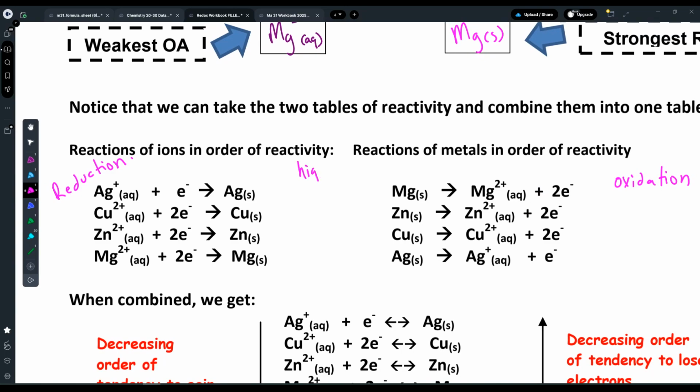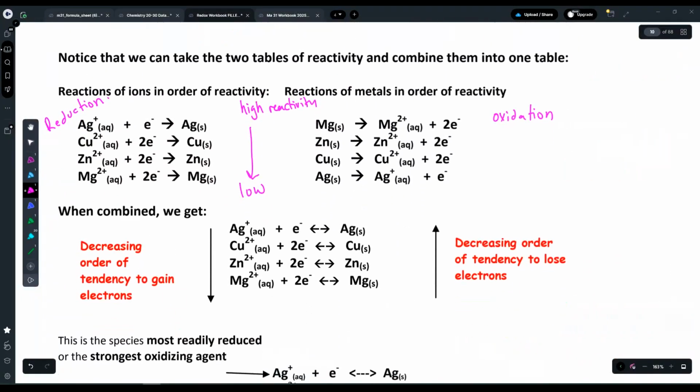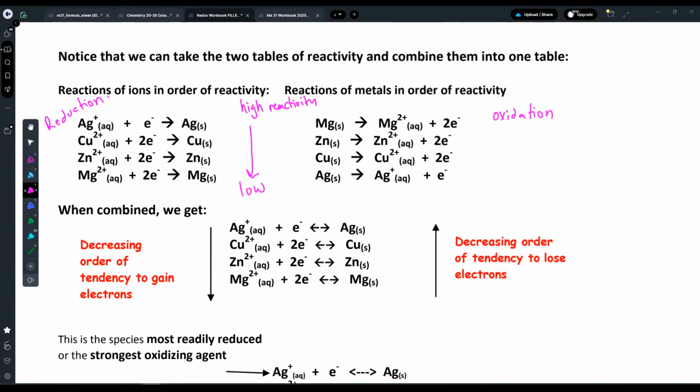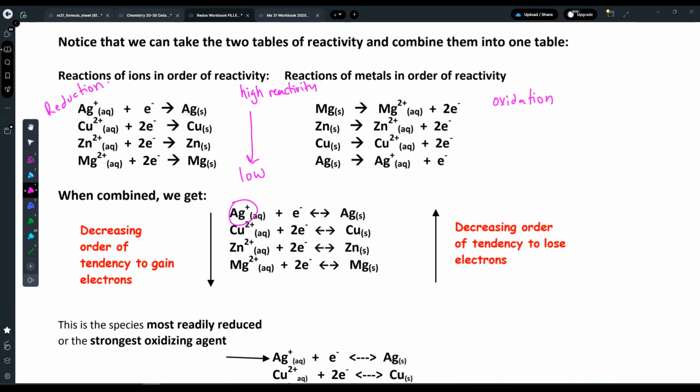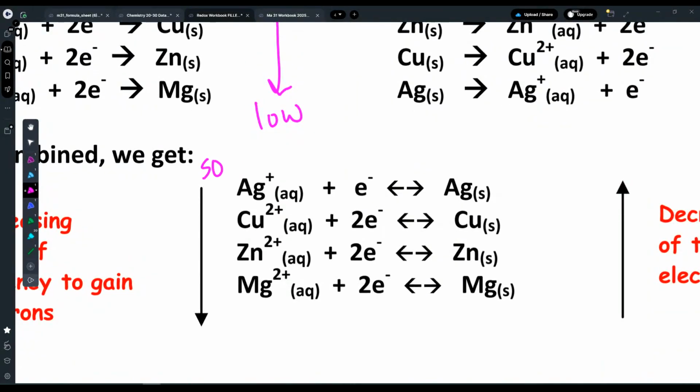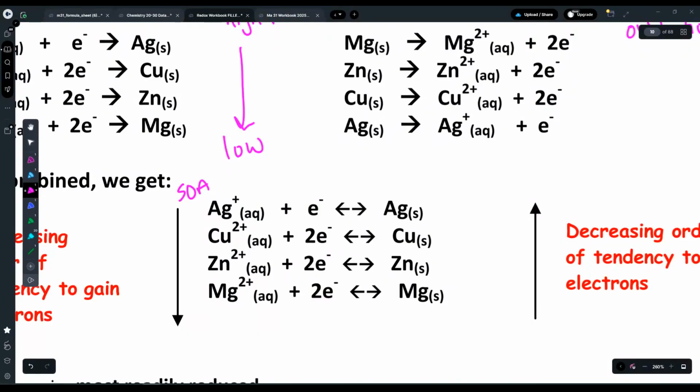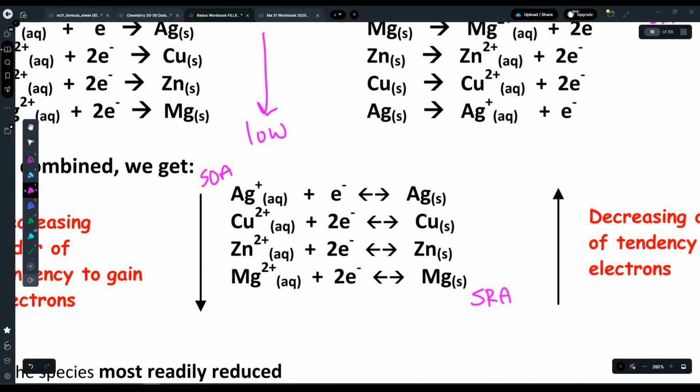The high reactivity reactions are at the top, and they get weaker and weaker as we go down for both of these lists. When we combine them, this is what we're going to get. Silver ions are our strongest oxidizing agents for this specific table with our small set of data. And our magnesium solid is our strongest reducing agent.